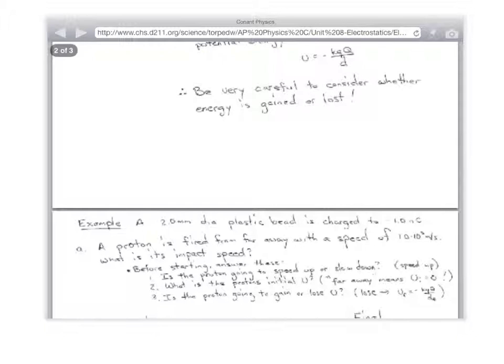What is the proton's initial potential energy? 0. Why is it 0? It's very far away. Very far away means potential energy is 0, right? And is the proton going to gain or lose potential energy? It's going to lose potential energy. Why? Because it's speeding up, gaining kinetic. All right, you've got 5 minutes, go.